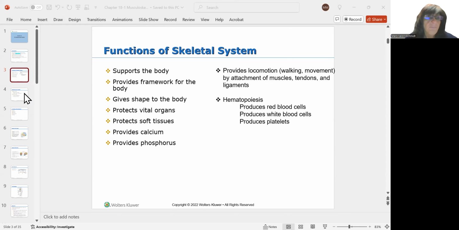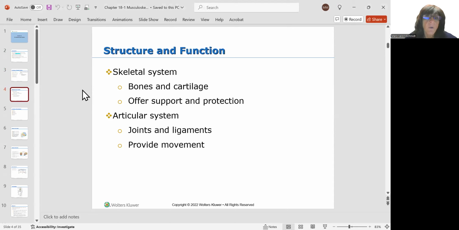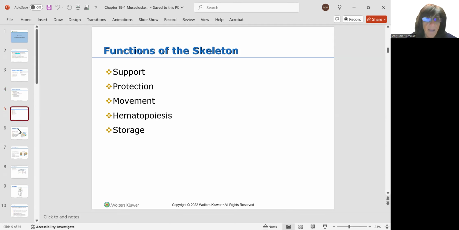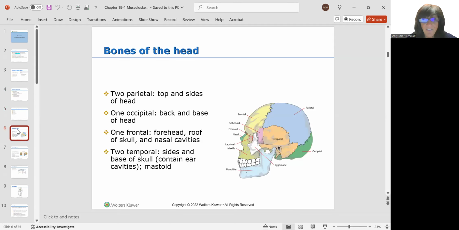So fun fact. The skeletal system consists of bones and cartilage, and then there's the articular system, which is joints and ligaments, and they all work together to provide movement. We already talked about what the functions are. So let's start with the little man and his head.